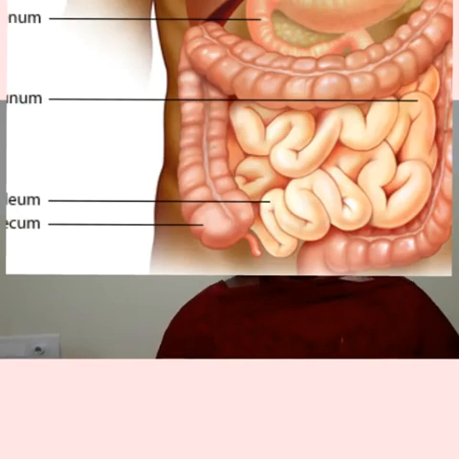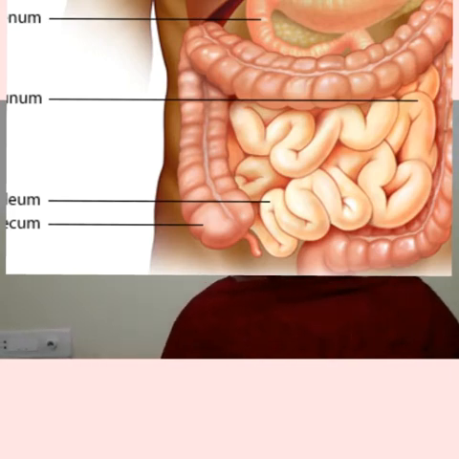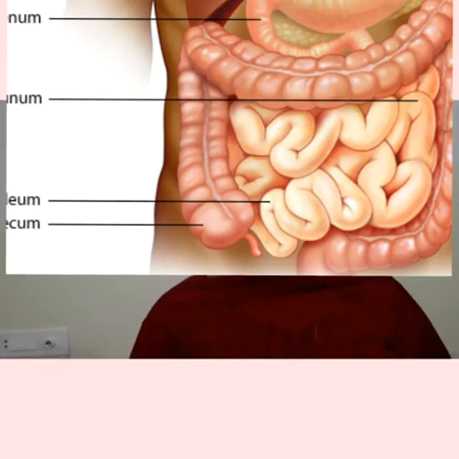After that you can see the small intestine. What is the main function of the small intestine? It helps in the absorption of these nutrients. Our food is converted to different types of nutrients in the form of molecules, and these are absorbed by the walls of this small intestine. After that, what happens? This reaches the blood.